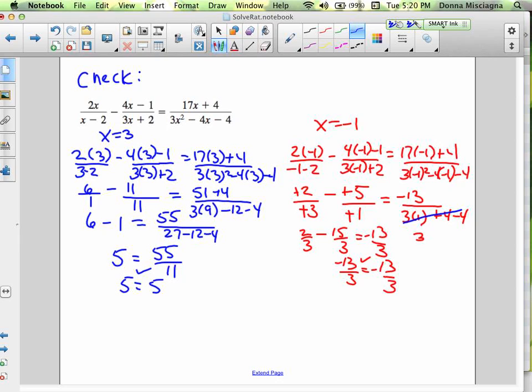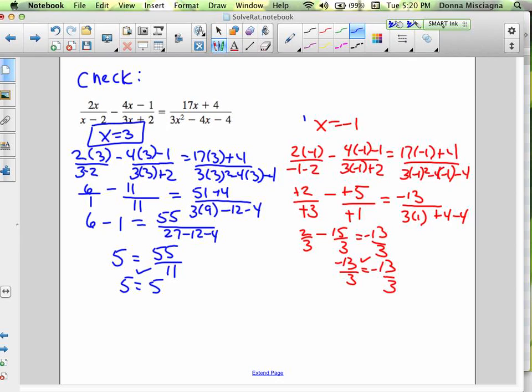3, negative 1 squared is 1. So we got 3 times 1, which is 3. Actually, I'm going to move this thing out of the way here. 3 plus 4, and then minus 4 is going to give us negative 13/3, right? Those are just going to cancel out. So we have 2/3 minus 15/3 equals negative 13/3, and 2 minus 15 is negative 13. Negative 13/3 does equal negative 13/3. They're both good solutions. There's no extraneous solutions here.